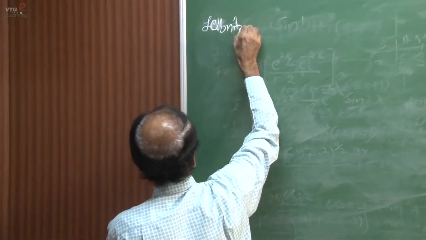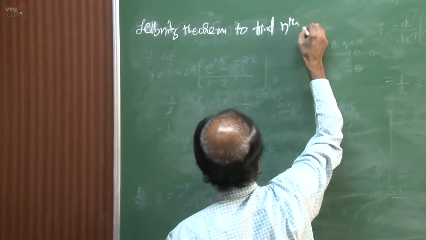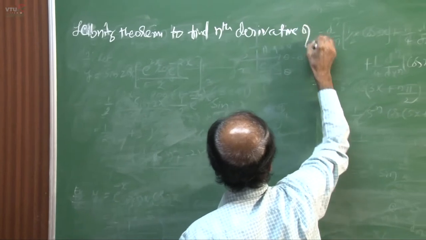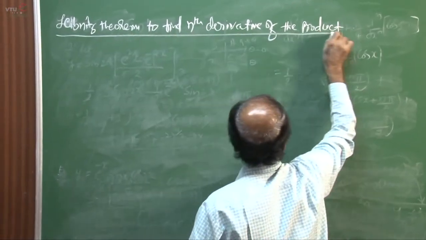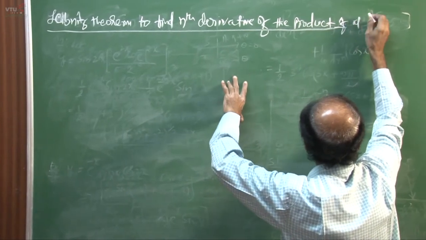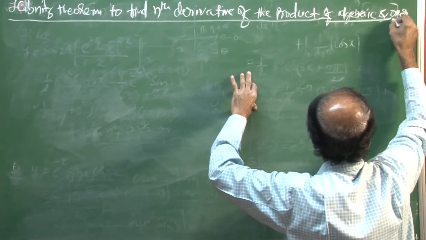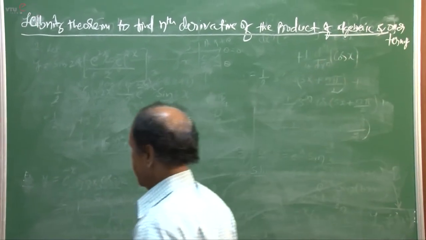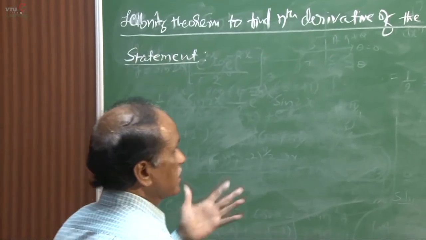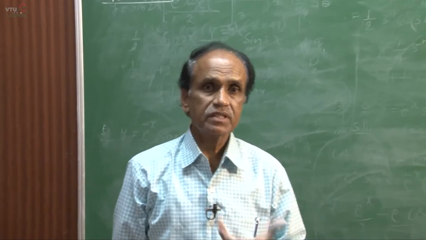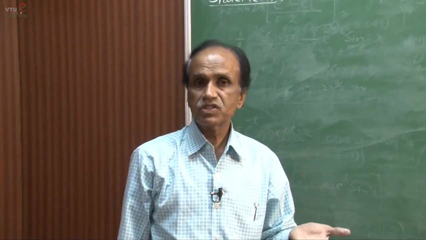Leibniz theorem, to find nth derivative of the product of algebraic and other terms. Statement. This theorem helps to handle certain problems, to take up the solutions of certain special varieties, exactly like a product rule, but applying the concept of binomial theorem.